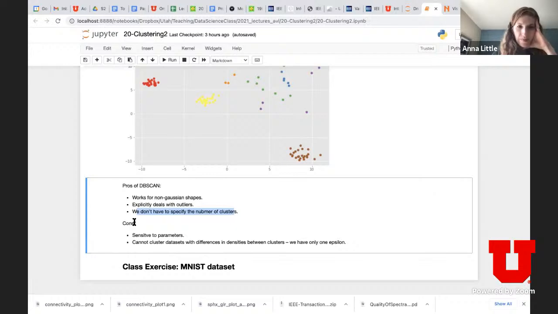And then the cons are this sensitivity to the parameters, having to tune these parameters, and not being able to handle clusters with differences in the densities.